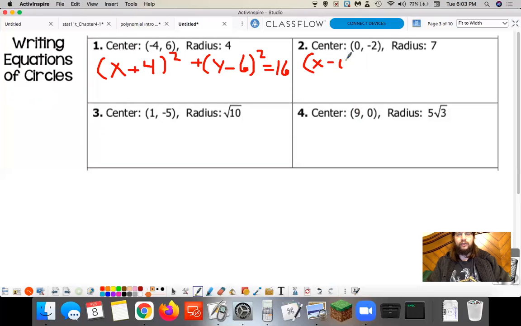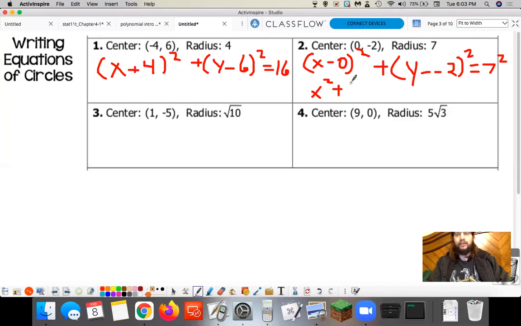X minus 0 squared plus y, you could say minus a negative 2 squared. Yes, you could take care of this all in the first step and only step. And I'll just say 7 squared. So you could do this. You could write it out and then simplify it. X minus 0, well, that's just x. X squared is x squared. Imagine that.